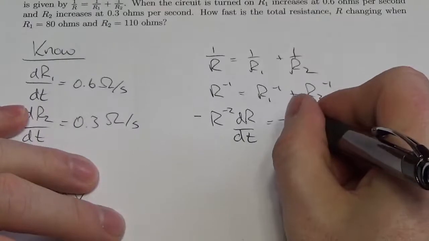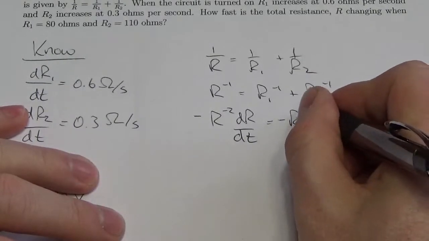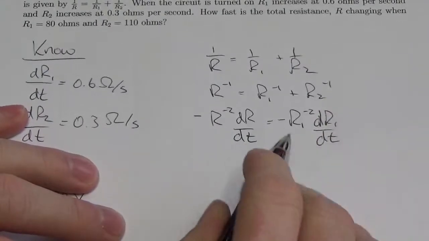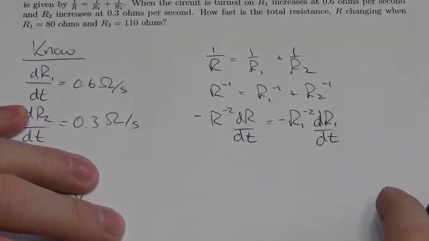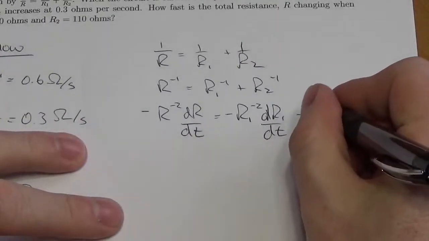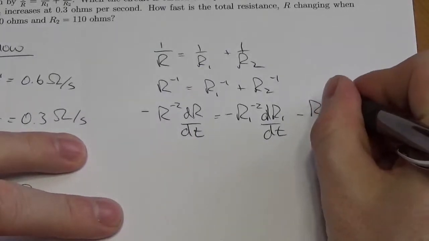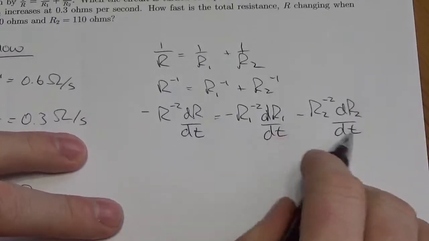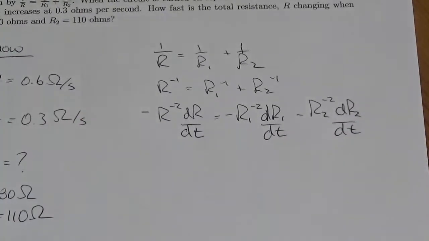This is going to be negative R1 to the negative 2 dR1 by dt, and I know both of those values right there, minus R2 to the negative 2 dR2 by dt. And again, I know both of those. So actually, I've got a lot here.